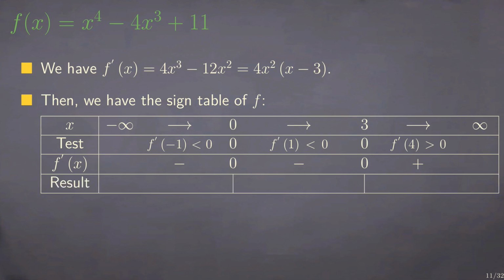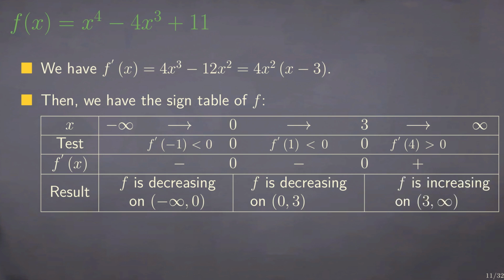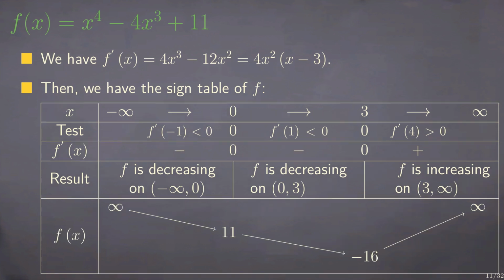So from this, now we can easily get the result. First, from minus infinity to 0, f is decreasing, and it is still decreasing on the open interval from 0 to 3, but from 3 to infinity, f is increasing. So the trend from decreasing to increasing here indicates a relative minimum. So for this, we see that the behavior of f is quite easy to understand.